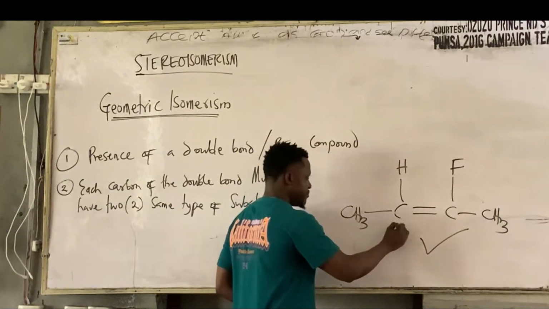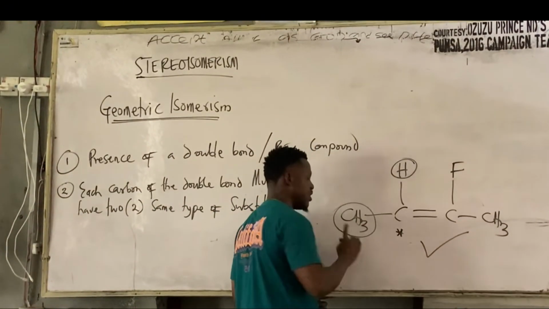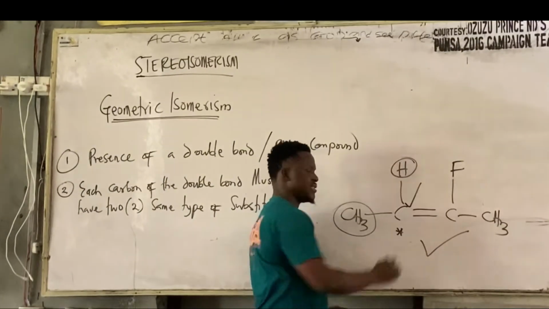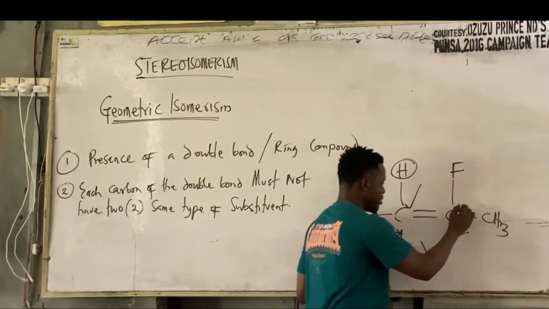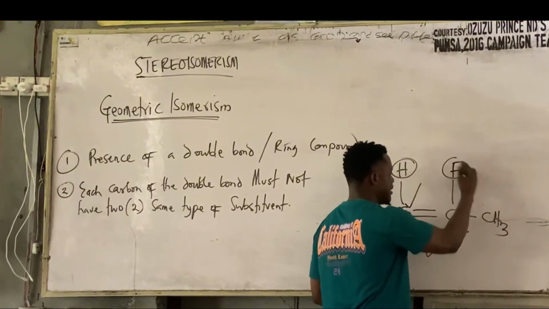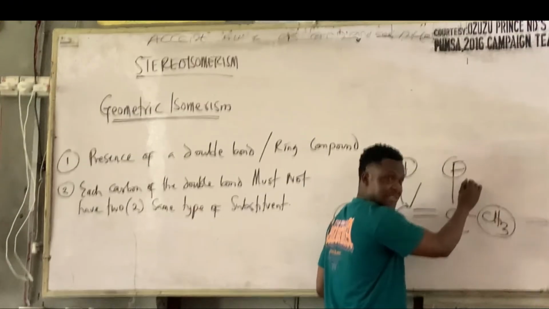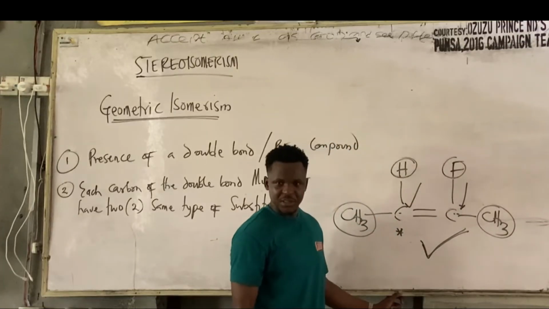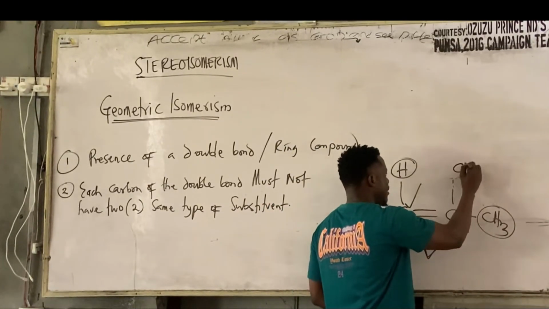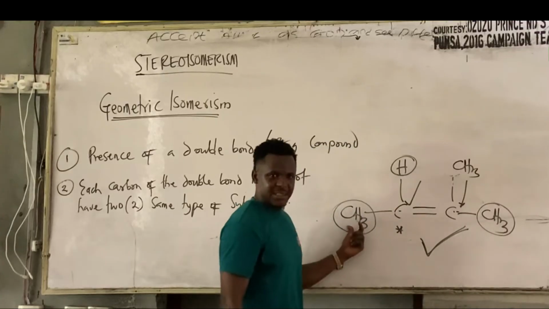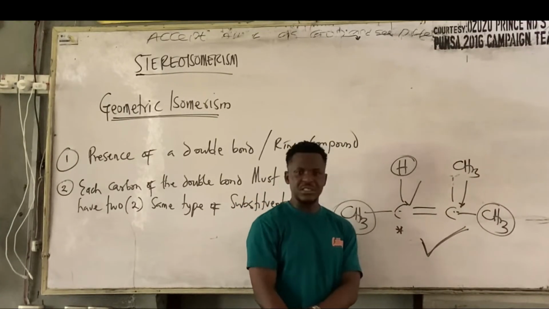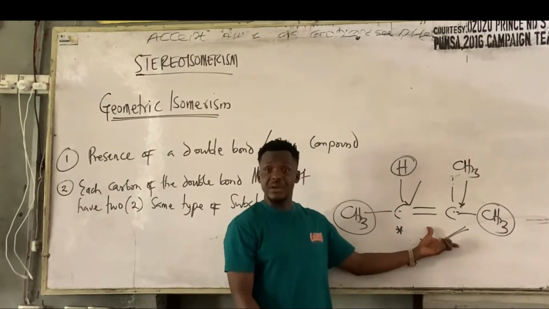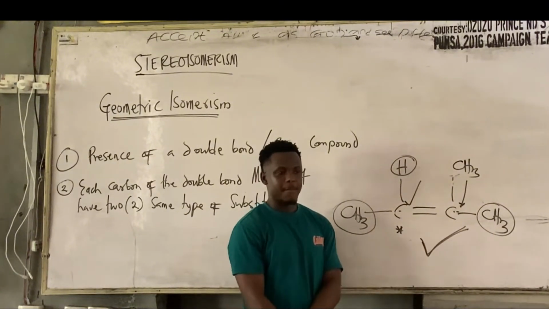Considering this guy, H and CH3 is not the same, so this carbon passes the test. Considering the second guy, H and CH3 is not the same, so this carbon passes the test. So once both of them pass the test, you can explain geometrical isomerism. But what if the first carbon passes the test, whereas the second carbon fails the test? Would this compound exhibit geometrical isomerism? No.